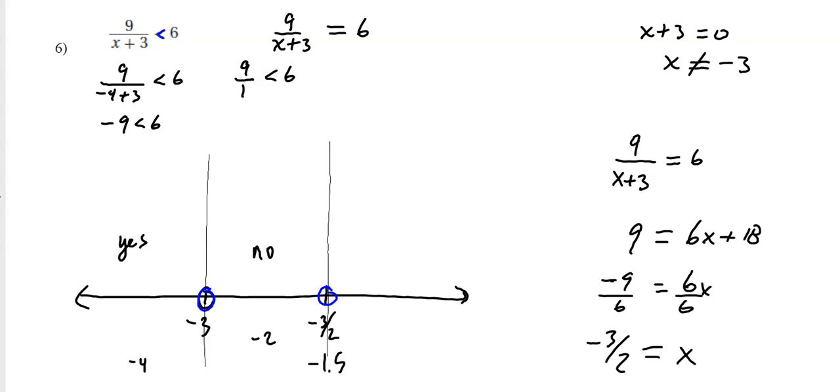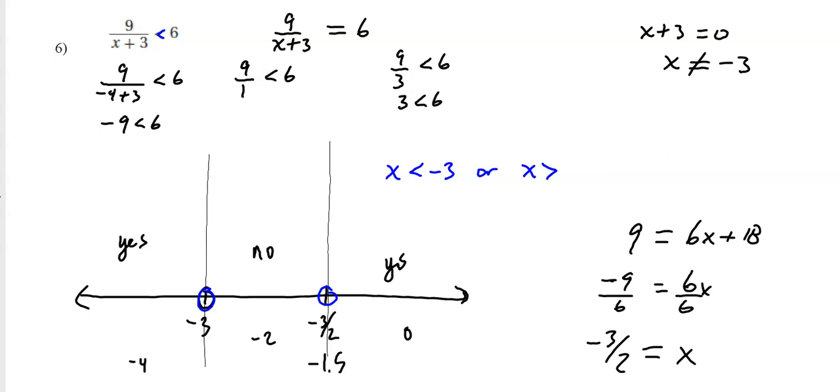And then we're going to try one more. We'll try 0 because that's easy to plug in. Is 9 over 3 less than 6? Is 3 less than 6? Yes. So it looks like x can be less than negative 3, or x can be greater than negative 3/2.